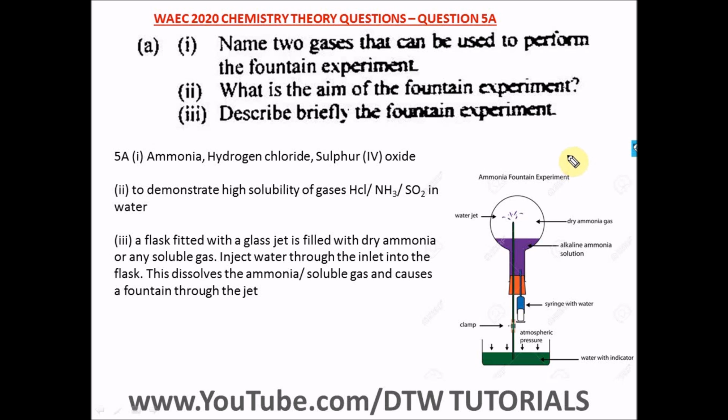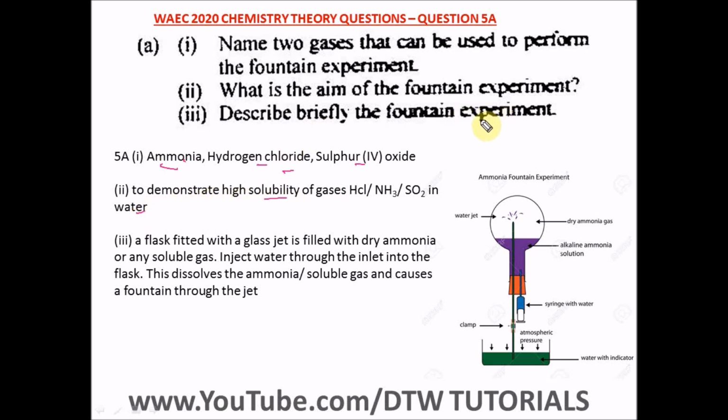Question 5A said, name two gases that can be used to perform the fountain experiment. What is the aim of the fountain experiment, and describe briefly the fountain experiment. So examples of gases, we have ammonia gas, hydrogen chloride gas, sulfur oxide. These are the gases that can be used to perform the fountain experiment. Okay, what is the aim? We use the fountain experiment to demonstrate that some gases have high solubility in water. Examples like ammonia, hydrogen chloride, and sulfur oxide. We use the fountain experiment to demonstrate that they have high solubility in water.